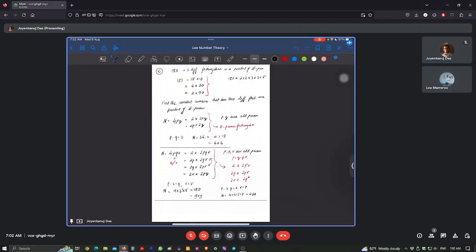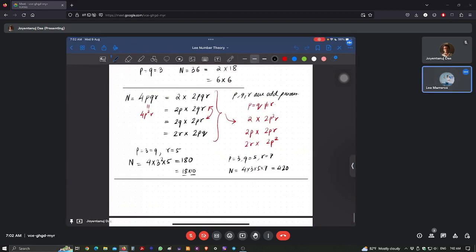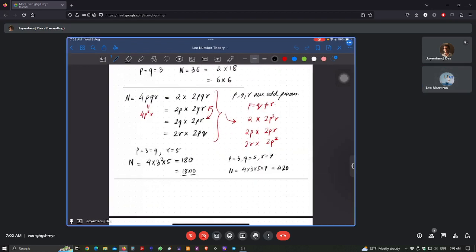So next one is, okay. So part D is yes. Before moving to part D, here we saw the smallest number where all primes are different. So p, q and r, all primes are different: 3, 5, and 7. Then the smallest number is 420, right?